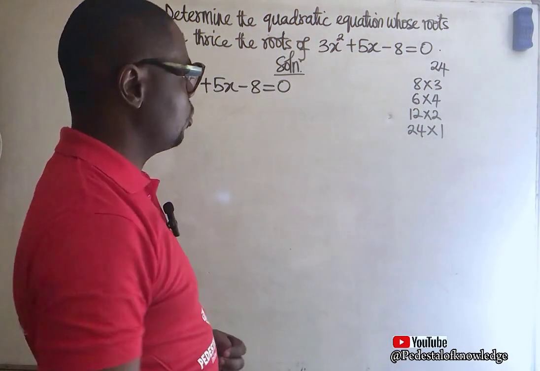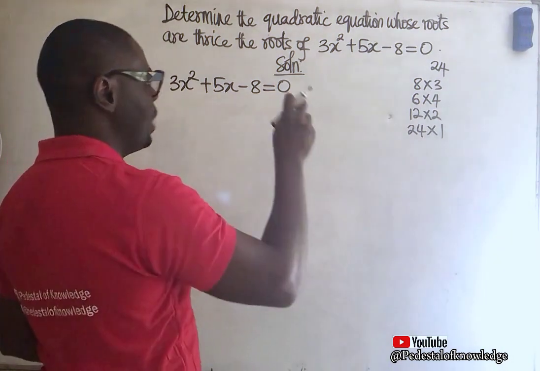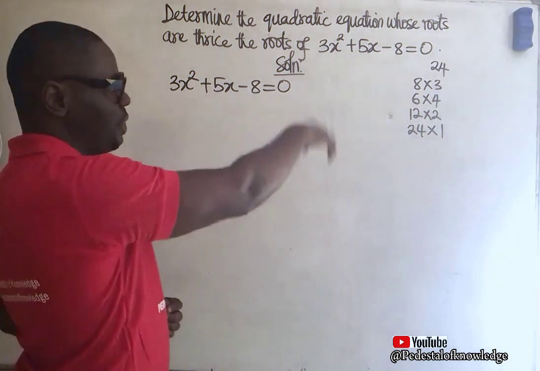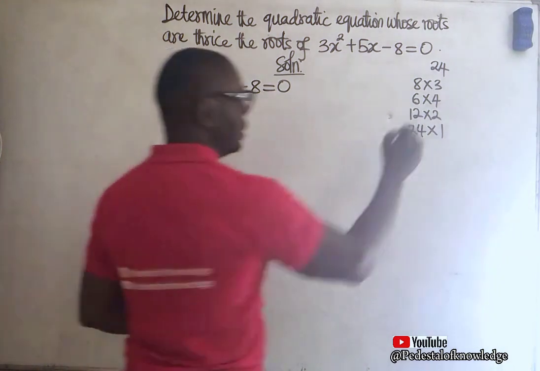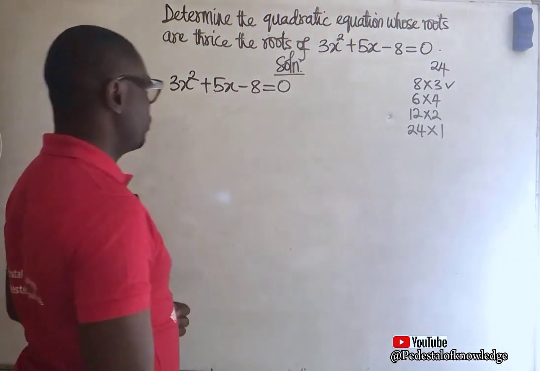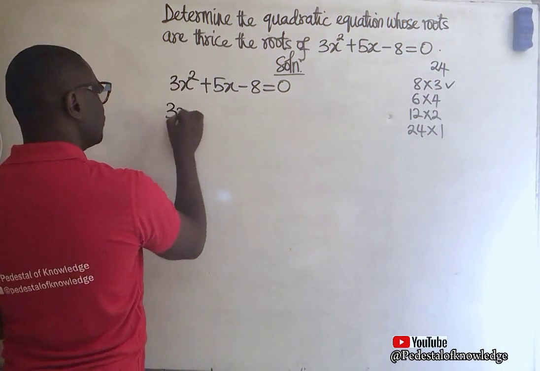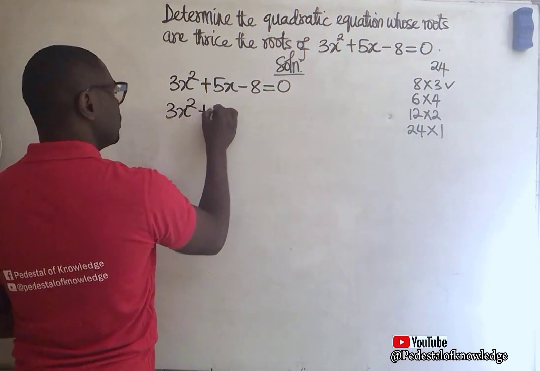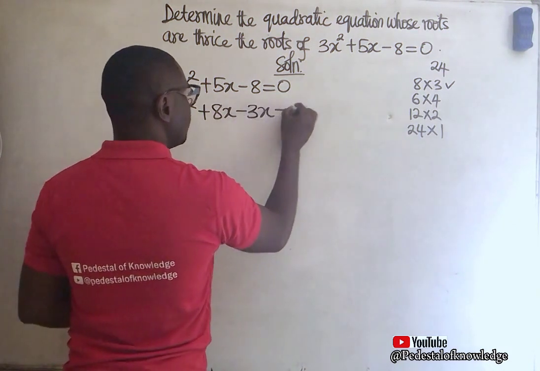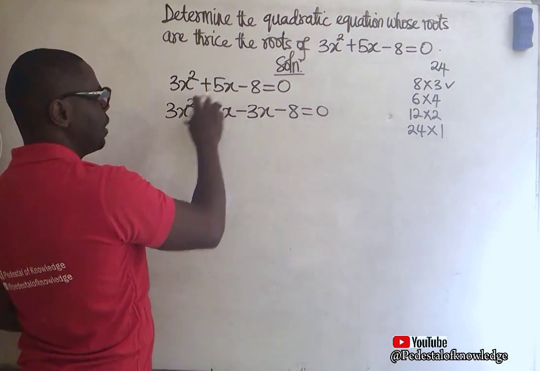So now we are going to find the factors of the product obtained here such that when we add or subtract, it will give us the middle term, which is 5. Now, of these factors, the one that will give us what we want is 8 and 3, because 8 minus 3 will give us 5. So we're now going to replace the middle term with 8 and 3. So we have 3x squared plus 8x minus 3x minus 8 is equal to 0, because 8x minus 3x will give us 5x.